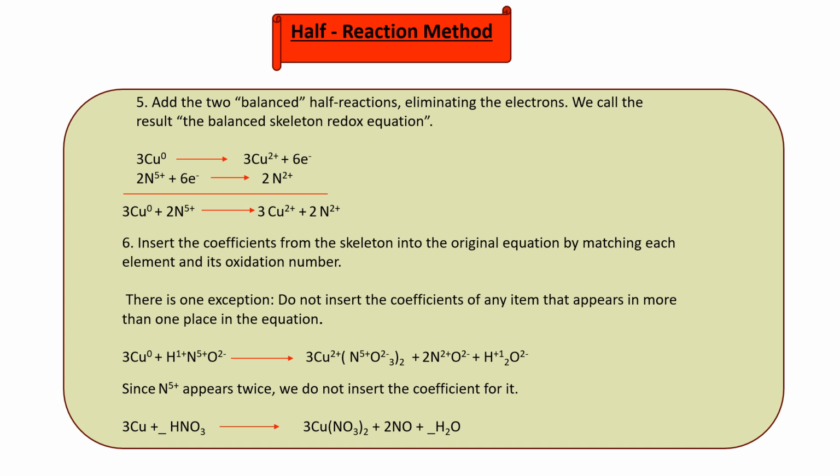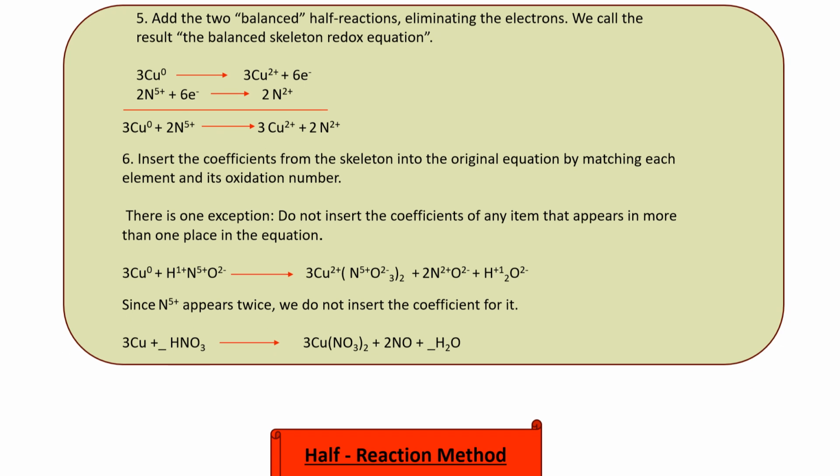Our fifth step would be add the two balanced half reactions, eliminating the electrons. We call the result the balanced skeleton redox equation. Our sixth step is insert these coefficients from the skeleton into the original equation by matching each element and its oxidation number. There is one exception. Do not insert the coefficient of any item that appears in more than one place in the equation. Since nitrogen appears twice, we do not insert the coefficient for it.